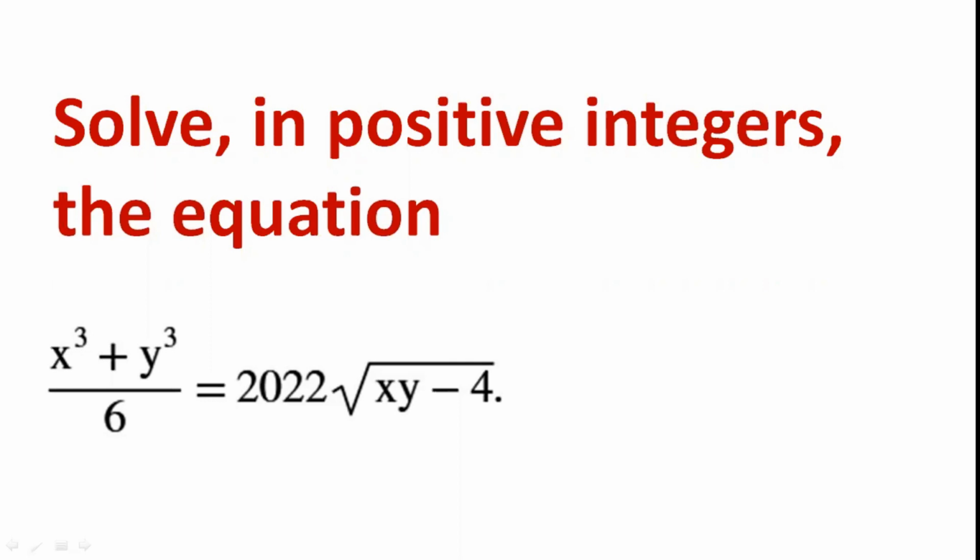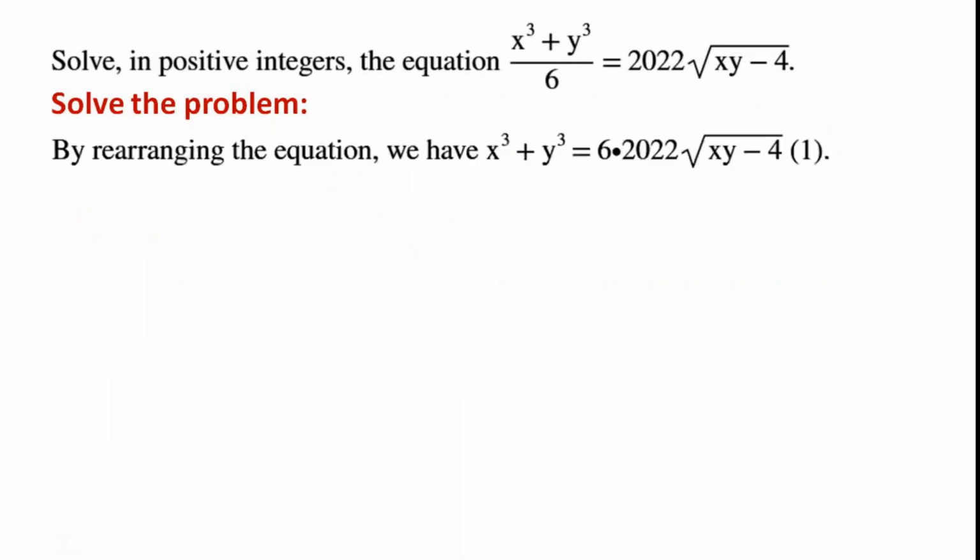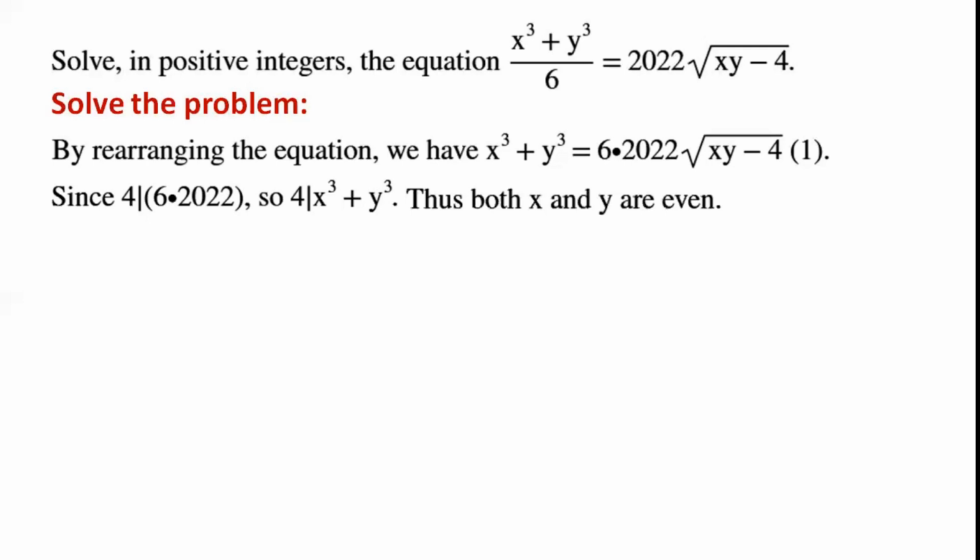Solve in positive integers this equation. By rearranging the equation, we have x cubed plus y cubed equals 6 times 2022 times root of xy minus 4, since 4 divides 6 times 2022. So 4 must divide x cubed plus y cubed.